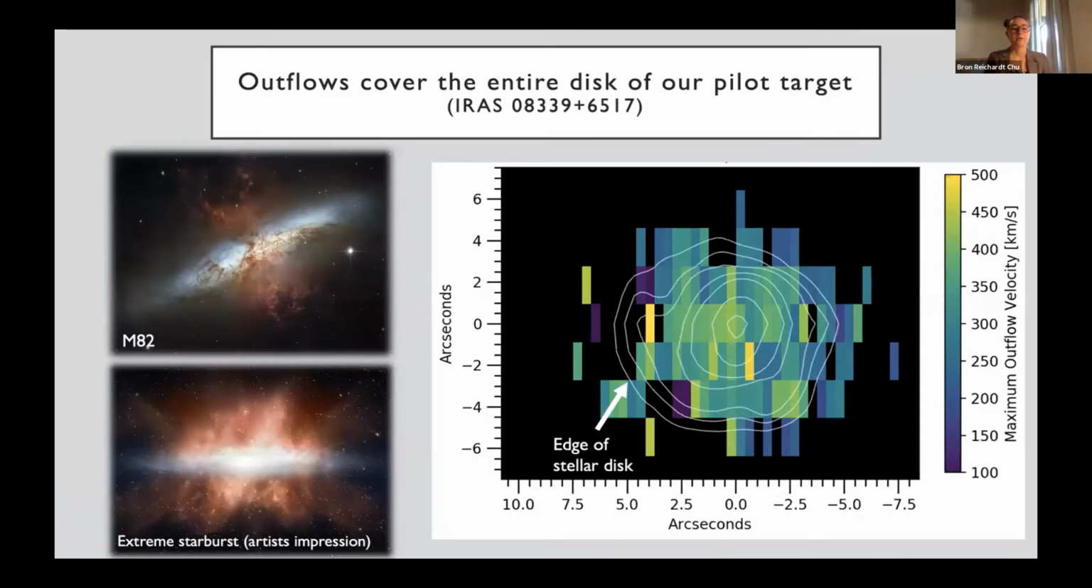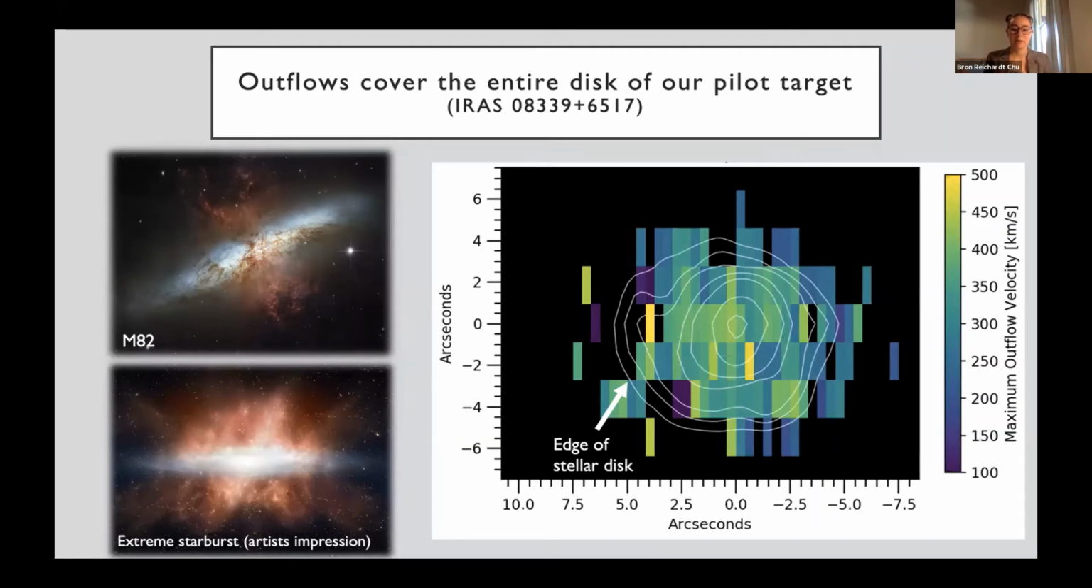So from local observations of galaxies like M82, what we would expect is that star formation-driven outflows originate in the center of galaxies and flow outwards in a biconical distribution. However, in our pilot target galaxy for DUVET, what we're observing is that there's the signature of outflows across the entire galaxy disk of our pilot target.